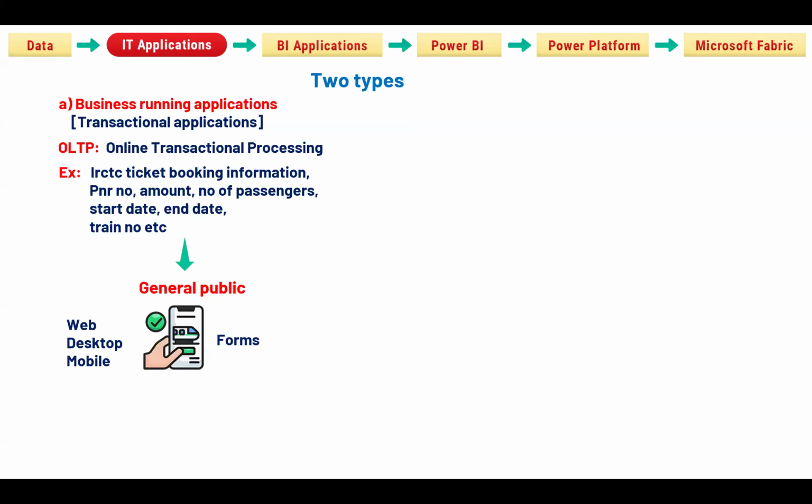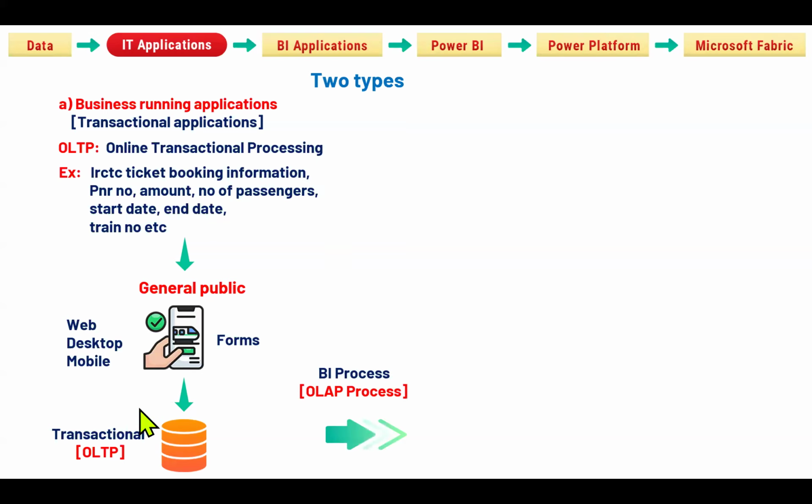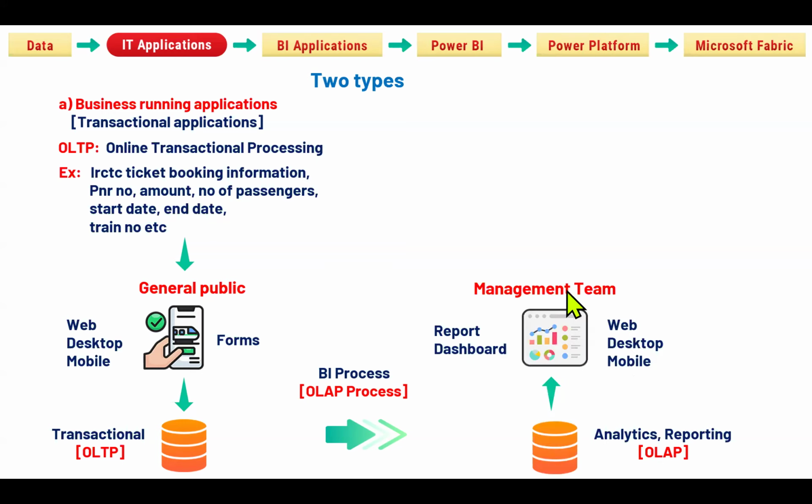See, the general public uses different applications, like web, mobile, desktop, generated forms. And the data goes to a storage called transaction storage. This is what I told you yesterday. Knowingly or unknowingly, we use this daily. And then this data is moved into the BA process, the business intelligence process, which we are going to implement today. We create analytical storage first, and later management-suitable reports or dashboards are generated.